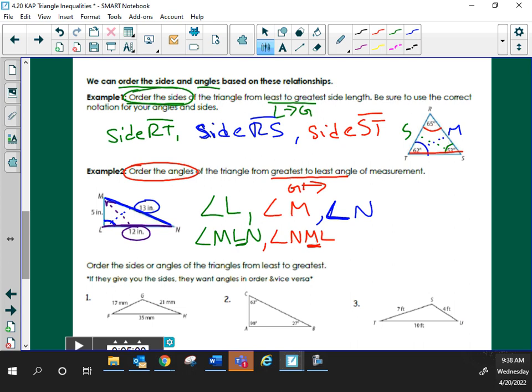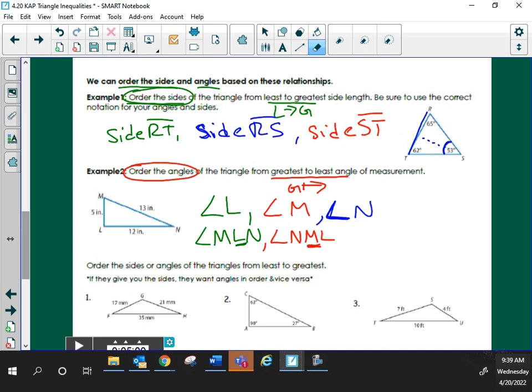Like on the first one, we were going from least to greatest. So I see those 3 angles. Which of those is the smallest angle? 53 is my smallest angle. It controls the side that is across from it. So RT or TR. It's just going across. Okay, so back to this. Looking at angle N.